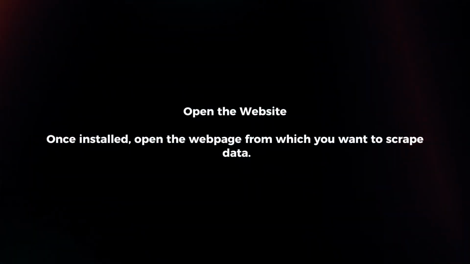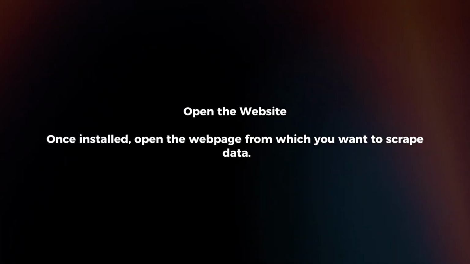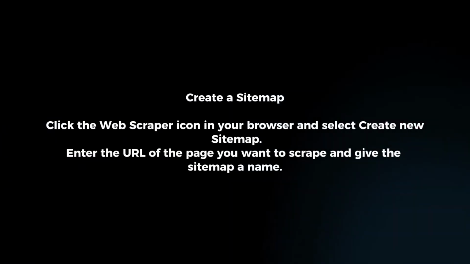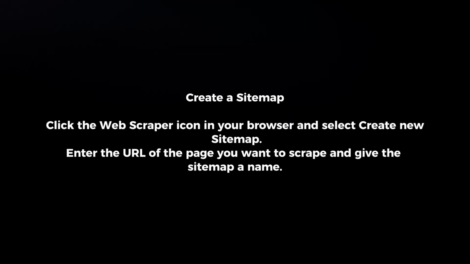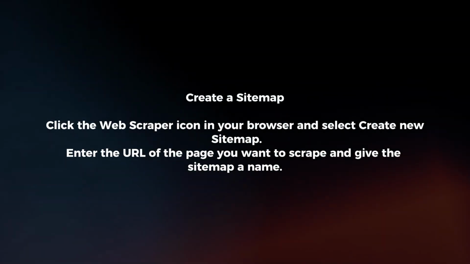Open the website. Once installed, open the web page from which you want to scrape data. Create a sitemap. Click the Web Scraper icon in your browser and select Create New Sitemap. Enter the URL of the page you want to scrape and give the sitemap a name.